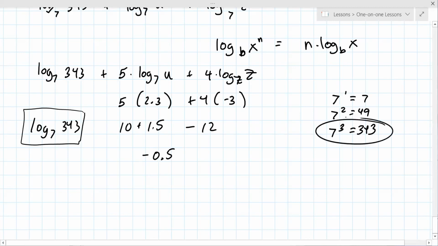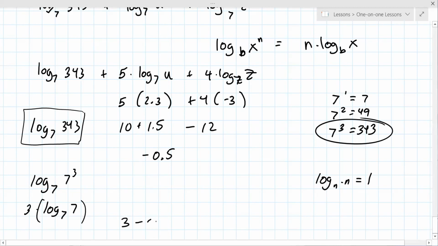If you know this, it makes this problem very fast, because it's log base 7 of 7 to the 3rd, which is 3 times log base 7 of 7. Any log base n of n equals 1. So this is 1. So the answer is 3 minus 0.5, which is 2.5.